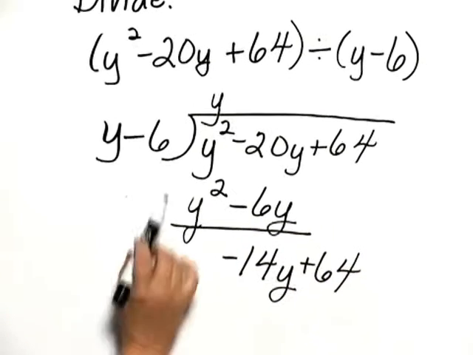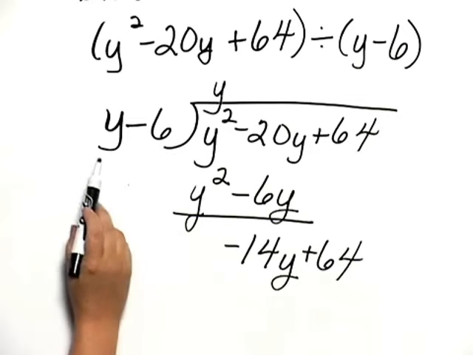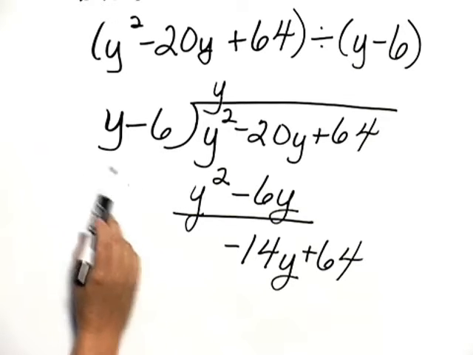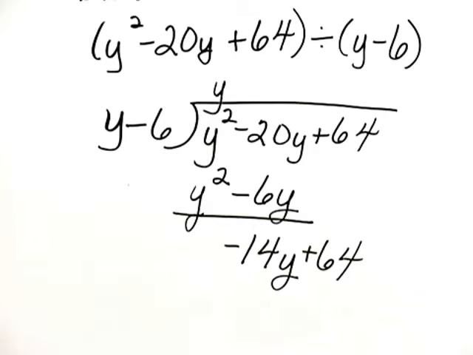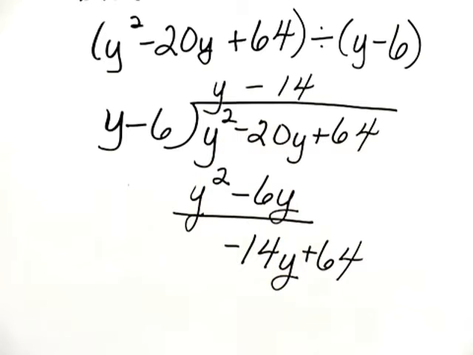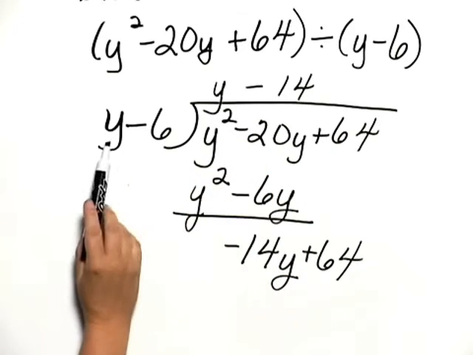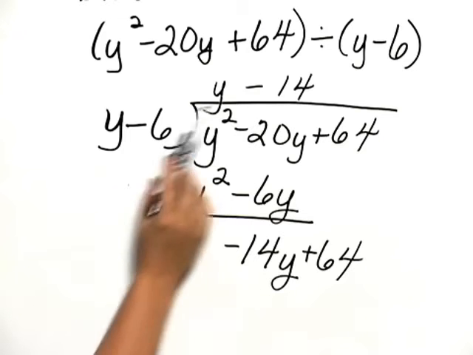And then we do almost the same thing we did up here. We focus on the negative 14y and the y. And we ask ourselves, negative 14y divided by y is what? And that's negative 14. So we write minus 14. And now we multiply the minus 14 times the y minus 6.